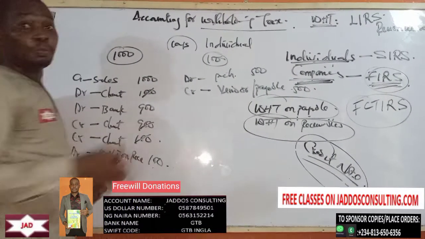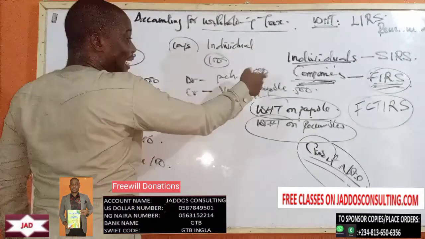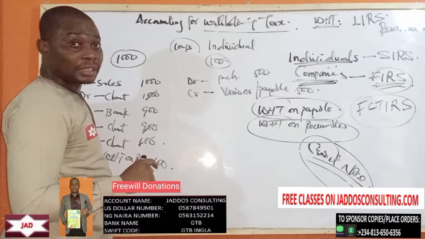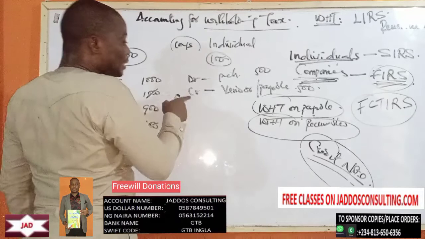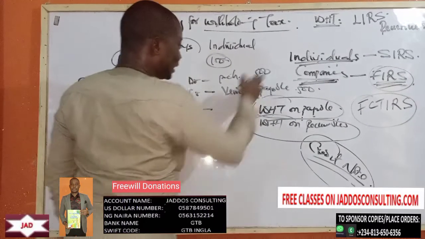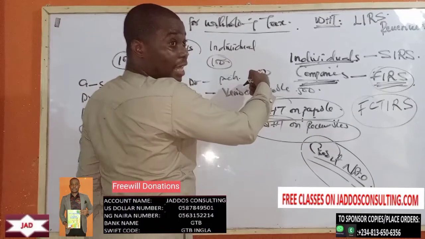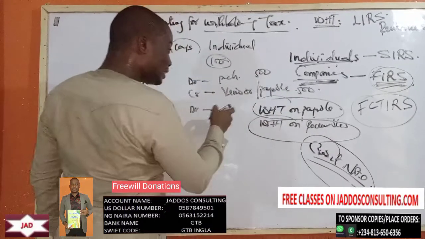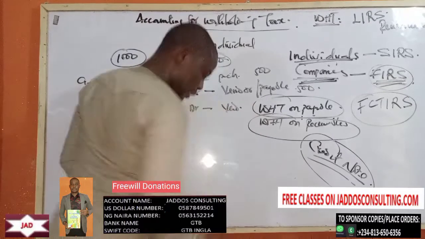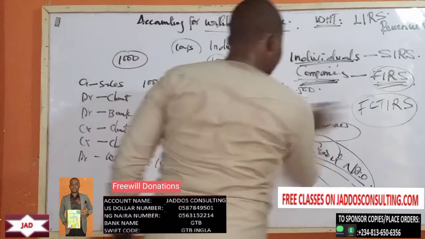Now, when it is time for you to pay, you're going to pay this guy less 10%, right? Assuming you're applying withholding tax of 10%. So what does that mean? It means that you are debiting this guy. What's 10% of this? 50 naira. That's 450. You're debiting this guy 450. That's your vendor, right? You're debiting your vendor.